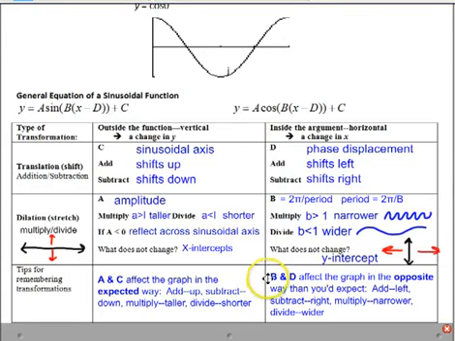However, B and D, the things inside the function that affect the x direction, affect the graph in the opposite way than we'd expect. When we add, it shifts the graph to the left. When we subtract, it shifts the graph to the right. When we multiply, it makes it narrower. When we divide, it makes it wider. So there's a summary. Make sure that you think through and know these very well, because these characteristics not only apply to sinusoidal functions, they apply to all functions.